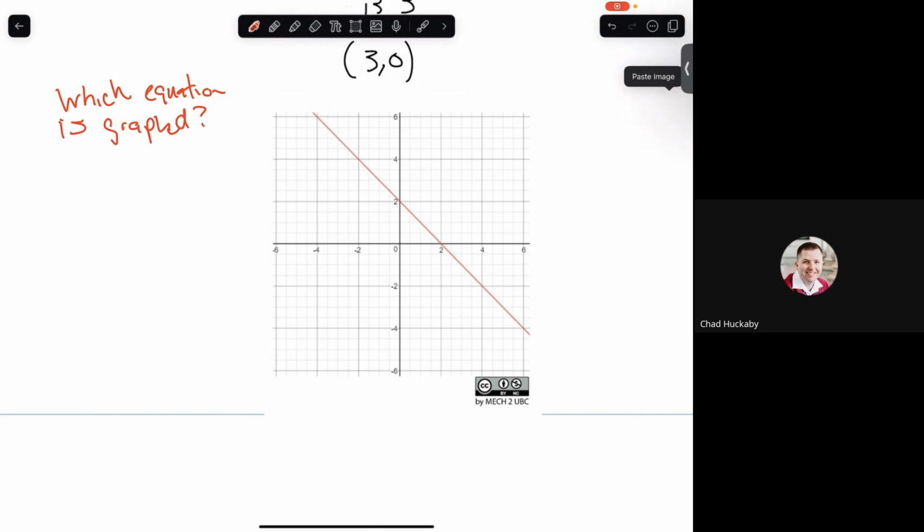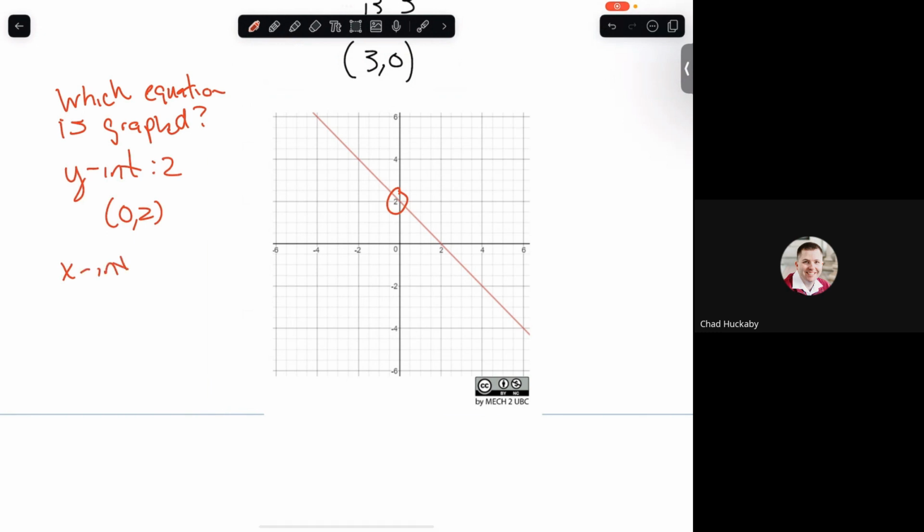She dropped out. Okay. Which equation is graphed? So the first thing I want to do is find my x and y intercepts. What's the y-intercept of this graph? Well, it crosses right here at y equals 2. So that point is (0, 2). So the y-intercept is 2.